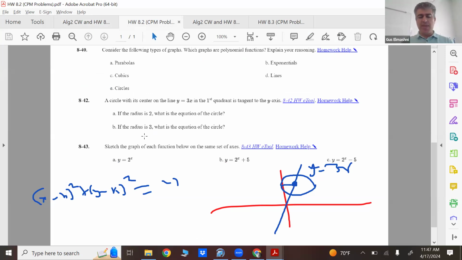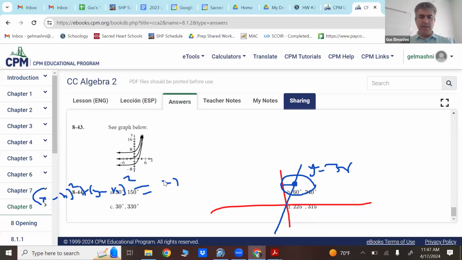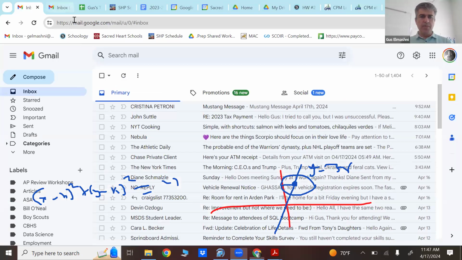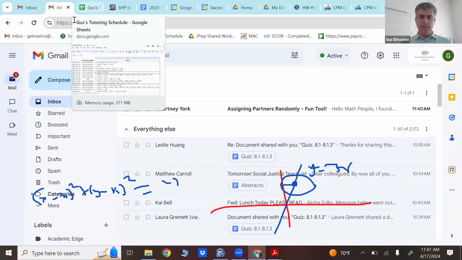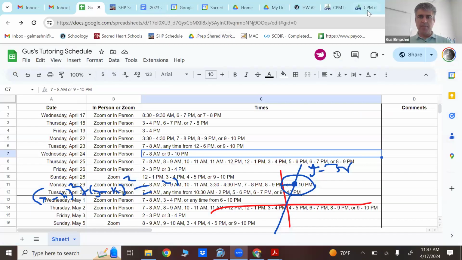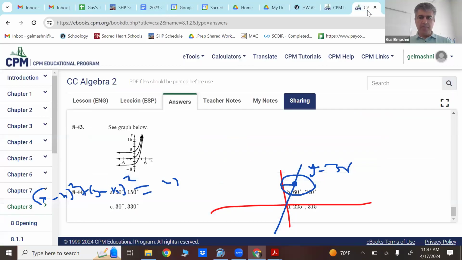And then 43, just do the sketches. You've done exponential functions in the past. 2 to the x, you know how it looks. The x plus 5, just shift up 5. Not hard at all. I know you guys can do that one, so I'm not worried there. And it looks like they had a part C, but we didn't have part C there. So, okay, cool. I think we're all set. Perfect. Let's go ahead and move on to the notes.